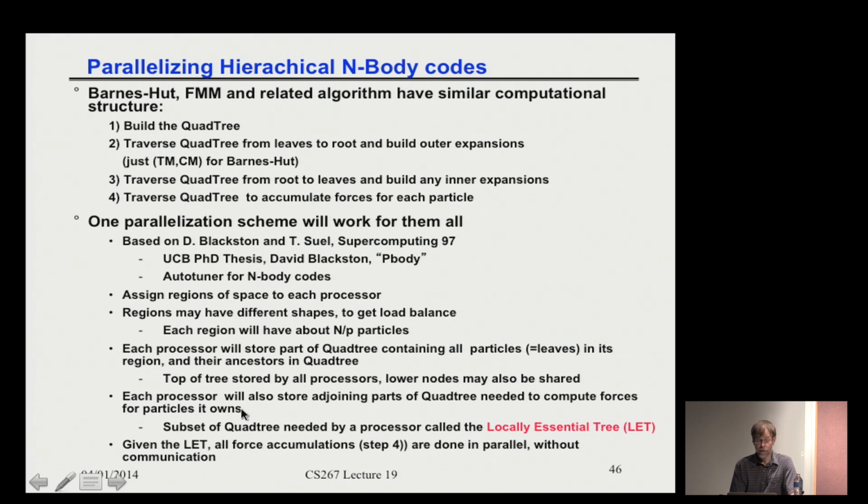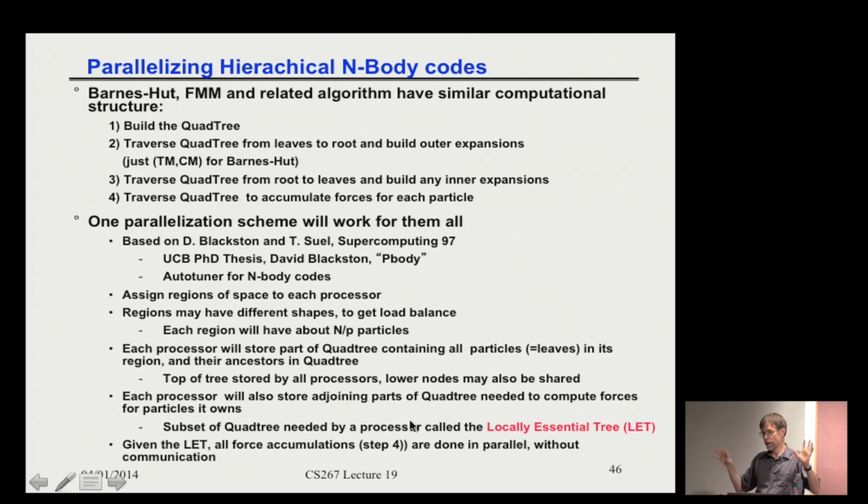And then when you do that tree traversal, you need not just to know everybody who's inside your nodes at the leaves, right? You need to know some of your neighbors' information too, so that you can get their expansions and evaluate them inside. So you need to know some neighboring parts of the tree. And there's a name for that. It's called the locally essential tree.